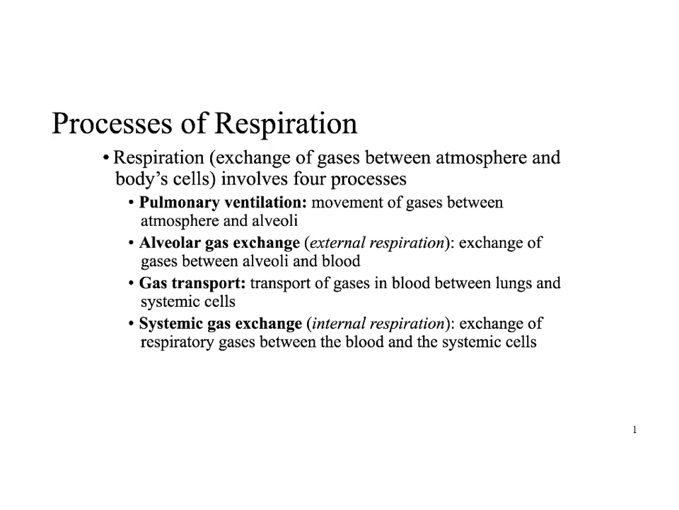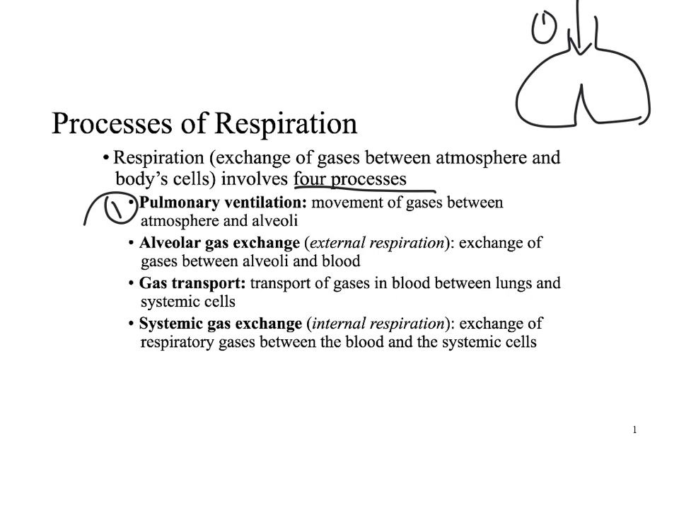Now, to simplify how respiration works, how the gases get from the atmosphere to the cells, we simplified it into 4 steps, so 4 processes. The first one is pulmonary ventilation. That's supposed to be lungs. The air is going to come in from the outside into the lungs. Step number 2 is it's going to go from the alveoli to the blood.